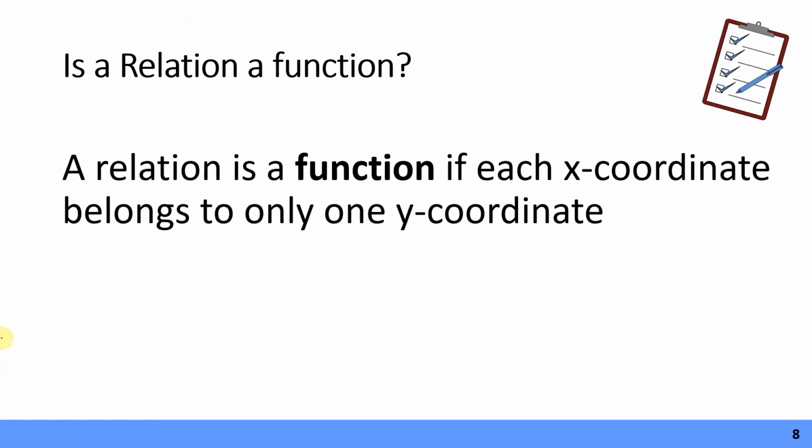All right, since we know about domain and range, now we are going to learn how to identify if a relation is a function or not. In order for a relation, and we already talked about relation, right? It's a relationship between values. In order for a relation to be a function, each x coordinate has to have only one y coordinate.